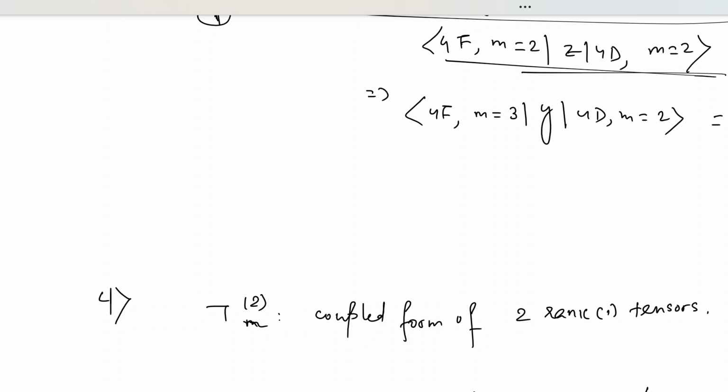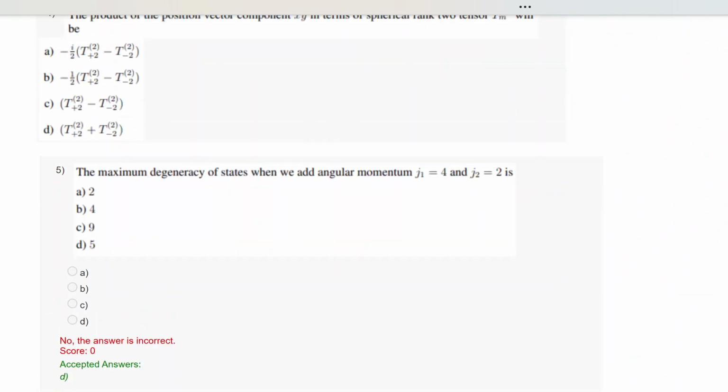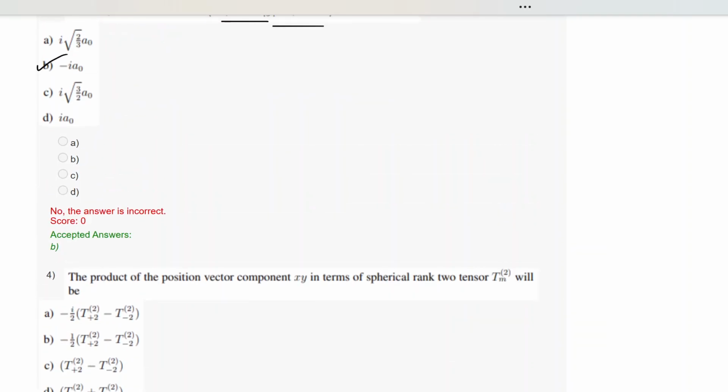Then here rank is 2, so this is 2 M and then R M1 R M2. So here, what was the question? T2M, you have to use this and you have to express this XY component.